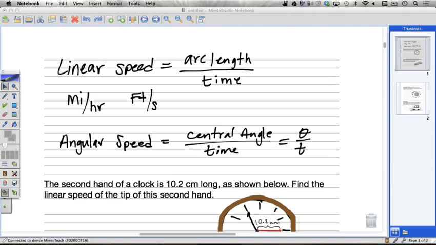We're going to start talking about linear speed, arc length, time, all this stuff. So the first part: linear speed, arc length divided by time. What's arc length?